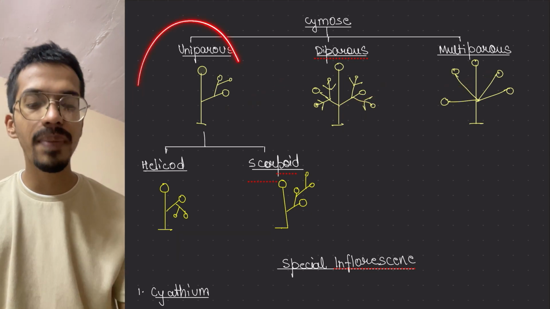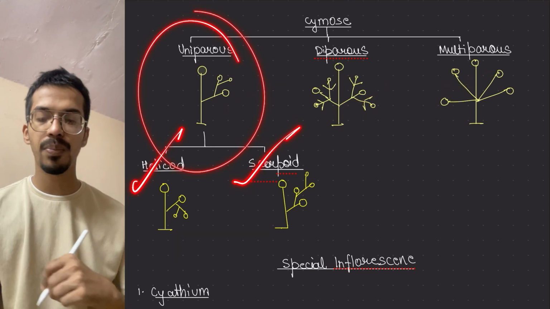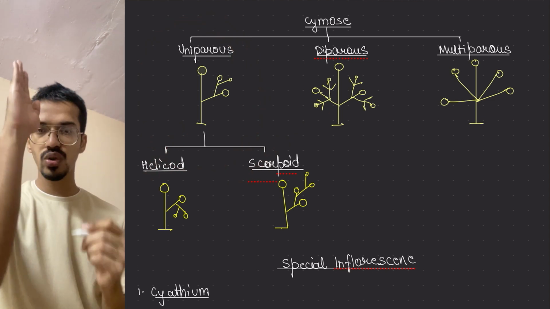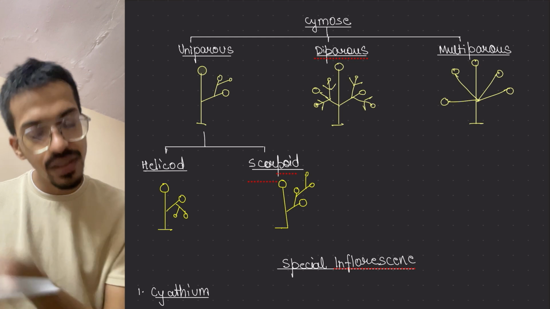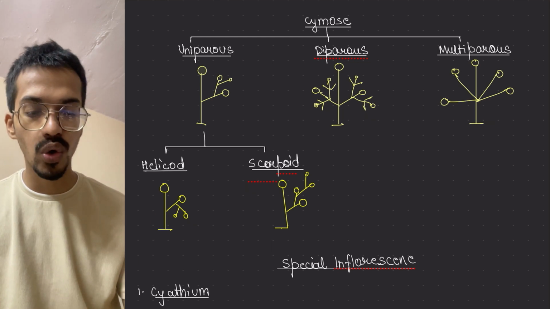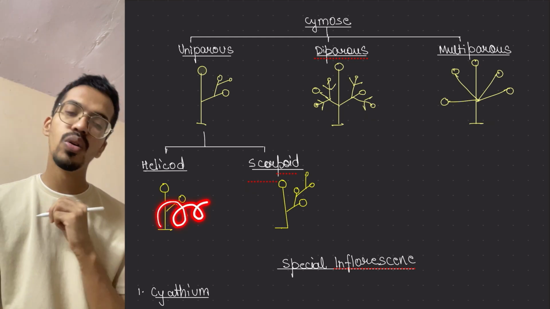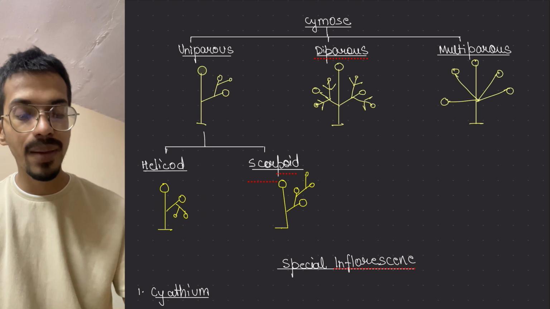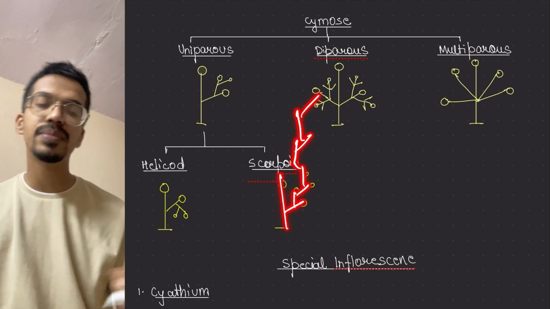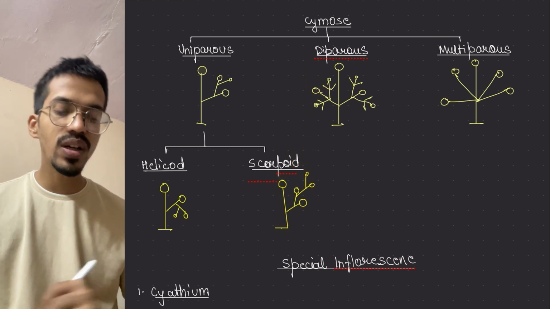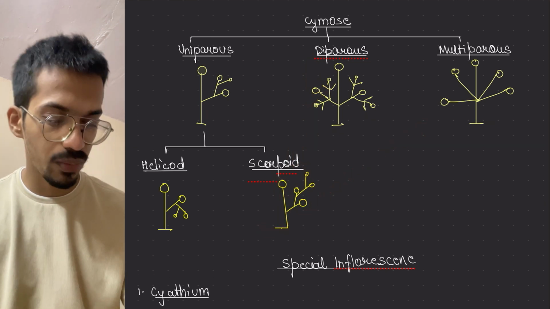Here in the uniparous we have helicoid or scorpioid. Helicoid means that one grows, this grows, this grows, this grows, this grows. In one clockwise manner it will grow this way. Whereas scorpioid, what happened? It keeps on growing towards the top level. So this is the cymose type. Cymose has this.